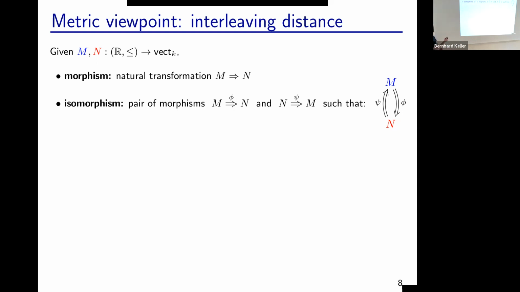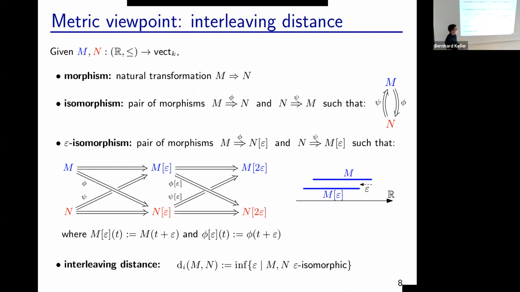It comes from a kind of relaxation of the notion of isomorphism. So say I take two modules, M and N, indexed over R, and I'm going to say, of course, that these two modules are isomorphic if there are two morphisms, one from M to N and one from N to M, such that the following diagram commutes. Now, how can I relax this definition? Well, just as follows.